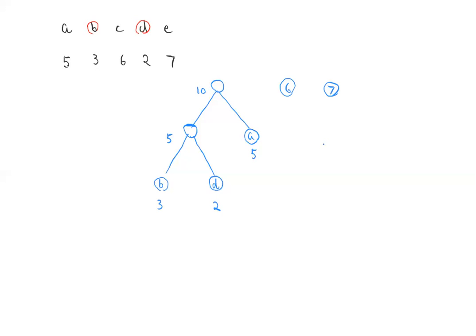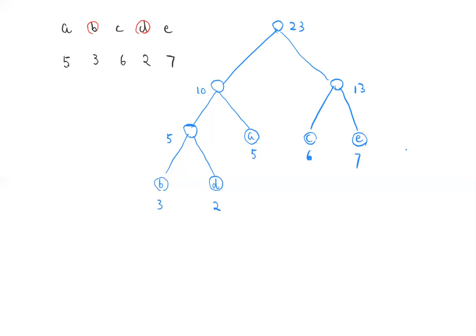So these two will be merged into one. Let's see, I should draw it a little bit lower. It's too high. Okay. 6, 7. Sorry. E, C, and E. 1 is 6, 1 is 7. So they merged into one. So here is 13. So finally, these two will be merged. So it's 23. All right.